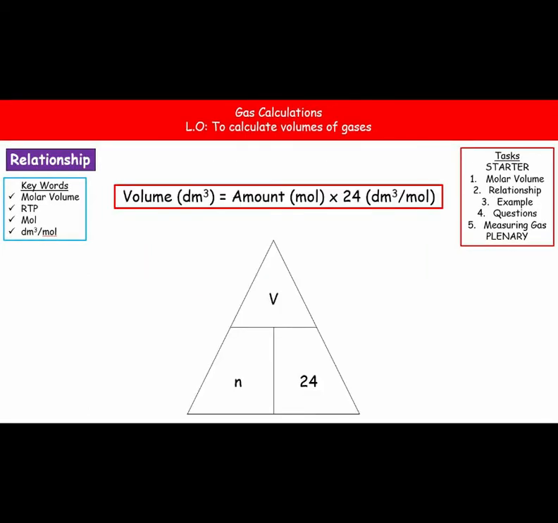What we have on our screen now is the all-important formula we need to learn. The volume in decimetres cubed is the amount in moles times 24, which is that decimetres cubed per mole. I have also given you the triangle at the bottom for those of you that really don't like rearranging things in a mathematical way. We can use the triangle method there. So make sure you've got that written in your book. I'll just give you another 30 seconds to get that written down.